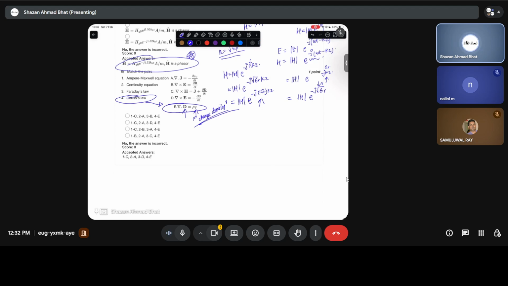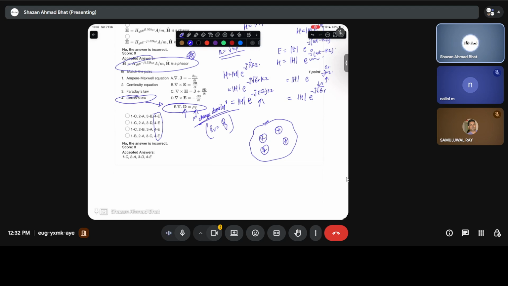Okay, and this is basically charge per unit volume, with the charge present inside the enclosed surface. But all of these options have E, so we need to find another match.